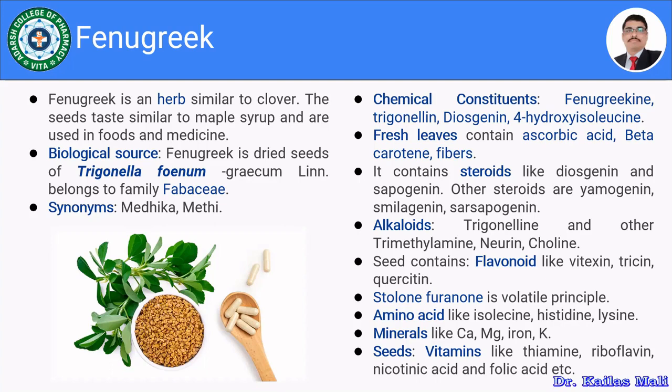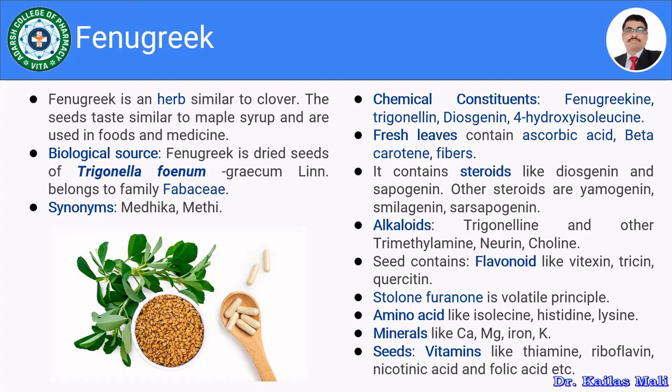If you see the chemical constituents present in the seed, mainly it comprises certain vitamins like thiamine, riboflavin, nicotinic acid, and folic acid. And you know that they have certain health benefits. If you see the minerals, the methi seed comprises calcium, magnesium, iron, and potassium. Potassium has a role in clotting. Then magnesium, calcium, and iron also have certain health benefits.